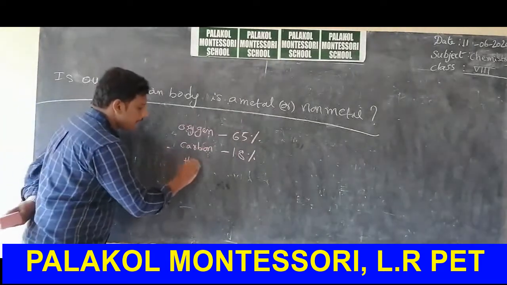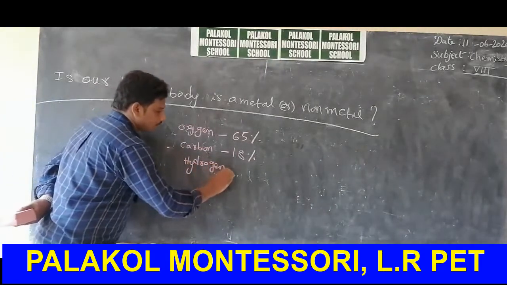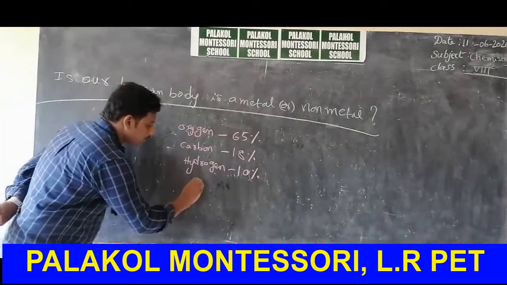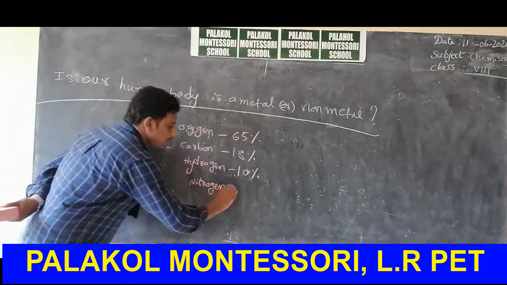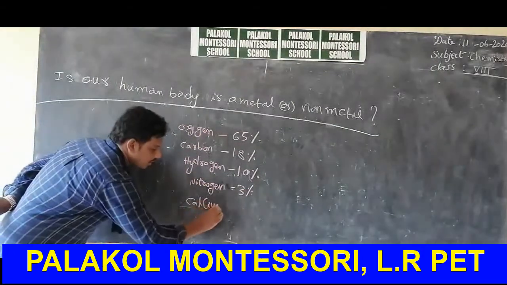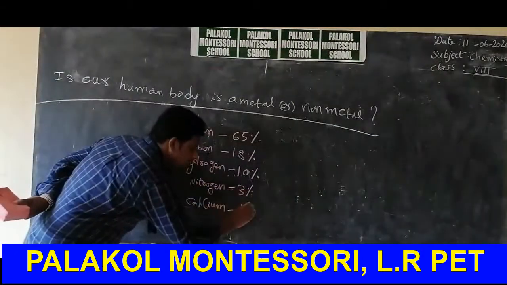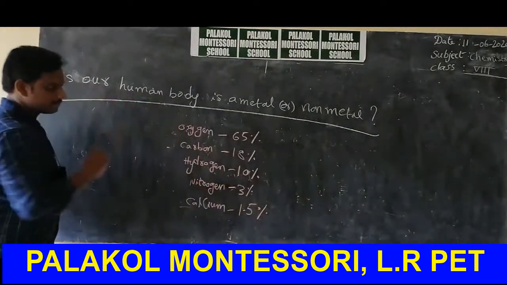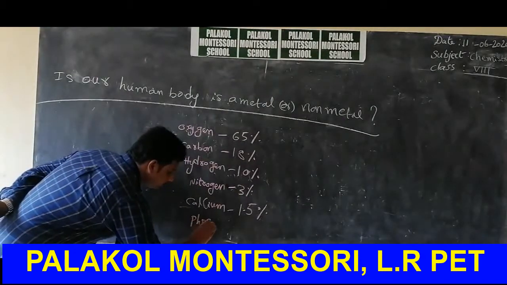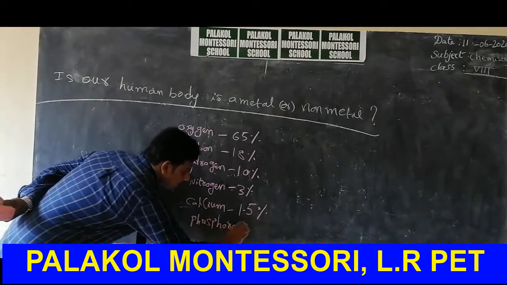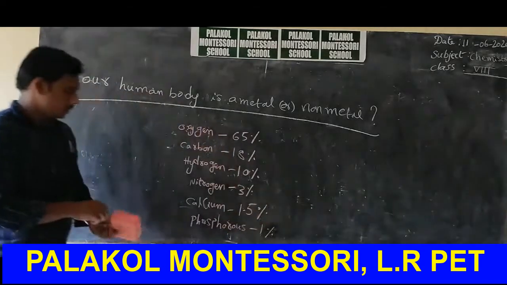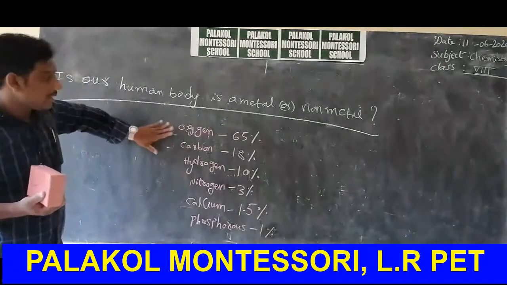Third one, hydrogen, 10%. Fourth one, nitrogen, very, very important bit, nitrogen 3%. Next, calcium, 1.5%. Very, very important bits. Percentage is also important. Final one, phosphorus, 1.0% or 1%. Okay. So this data is given in your textbook.